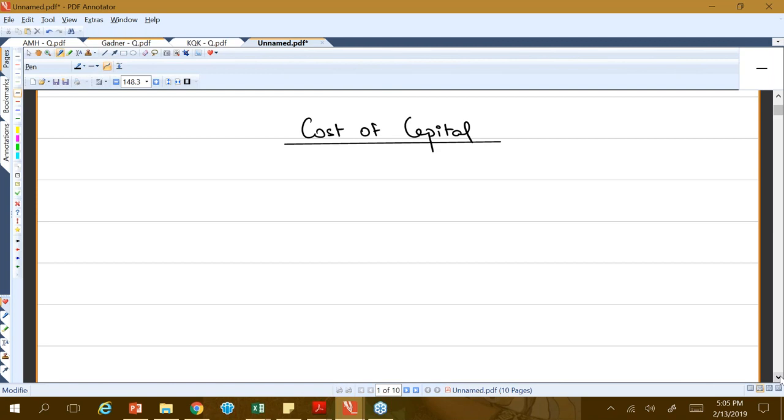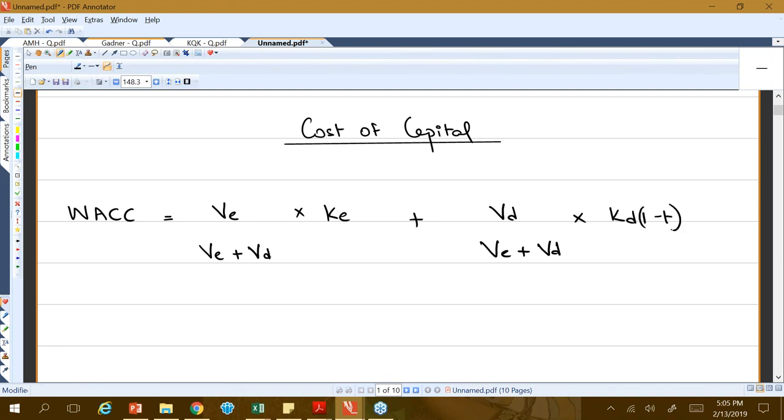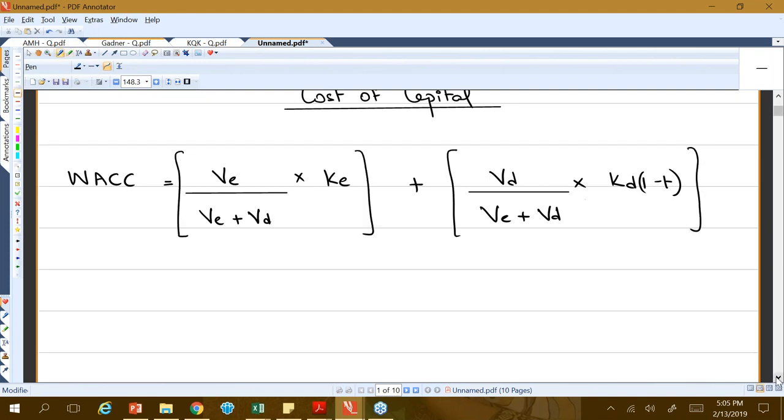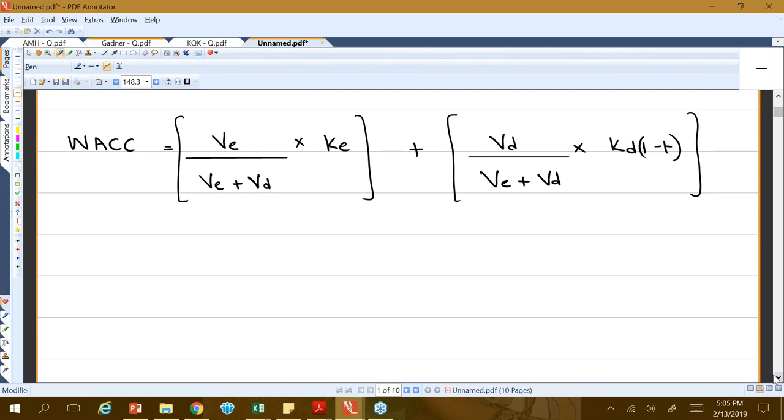Now, within the cost of capital, when I say WACC, which is the weighted average cost of capital, what we see in our formula sheets is a really nice and beautiful formula, which looks something like this. That is the WACC formula in the formula sheets. Before we do anything else, let's try to simplify this formula and understand what this formula is trying to do for us.